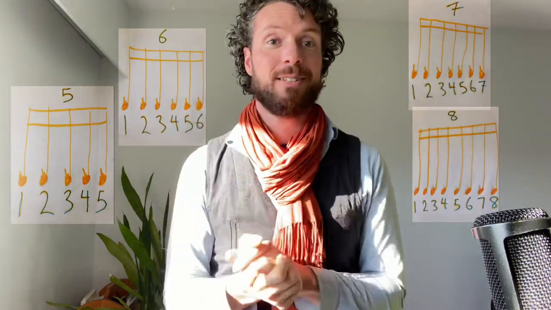Next, we're gonna do 5 to 8 counts in a beat. Here we go. Take a deep breath. The next we're gonna do is count to 5. 5 counts per beat. Here we go.